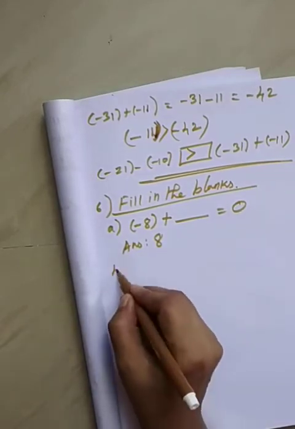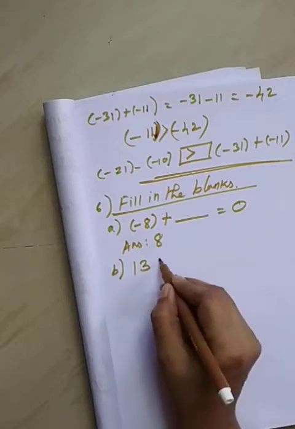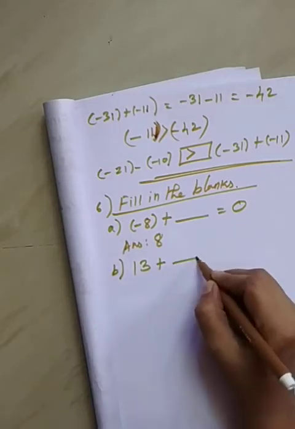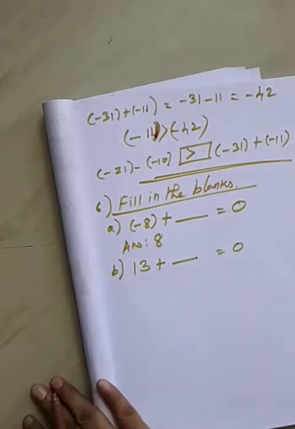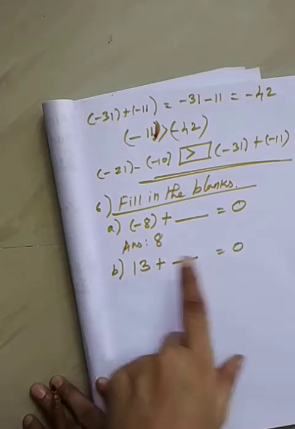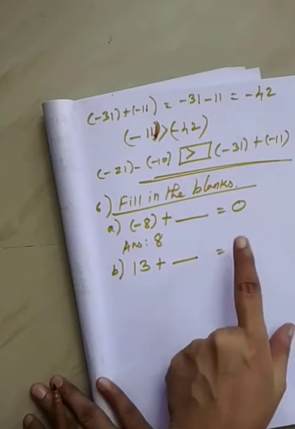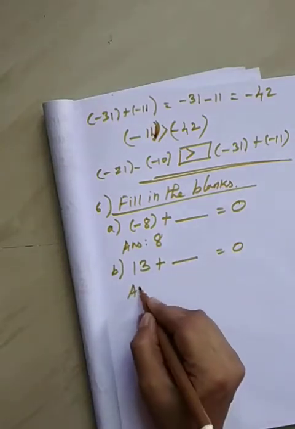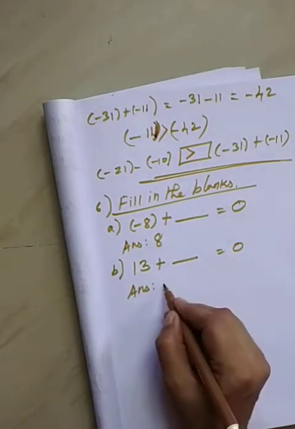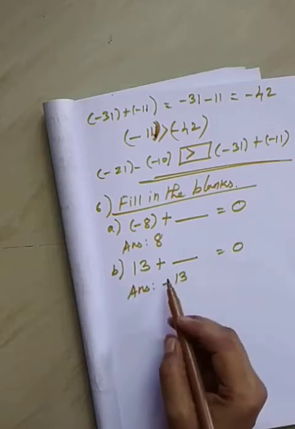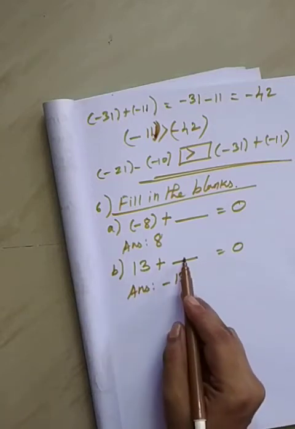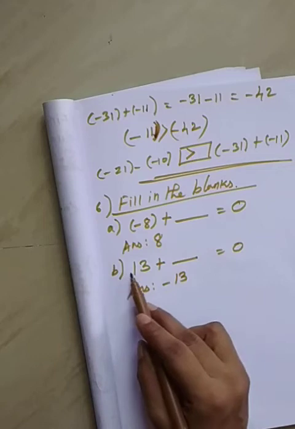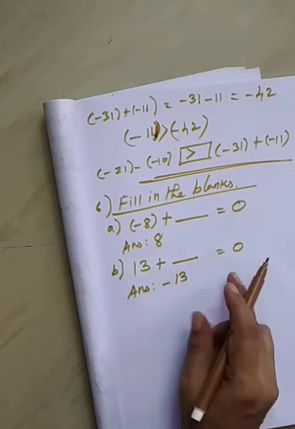Clear? The next one. 13 plus dash equal to 0. 13 is here. Your answer is 0. That means right hand side is 0. What is your answer? So which value substitute here? You will get the right hand side answer. Minus 13, right? Here minus 13 means 13 minus 13, the value is 0.